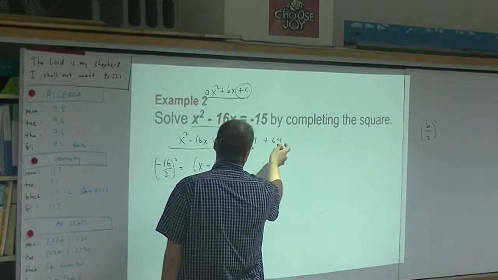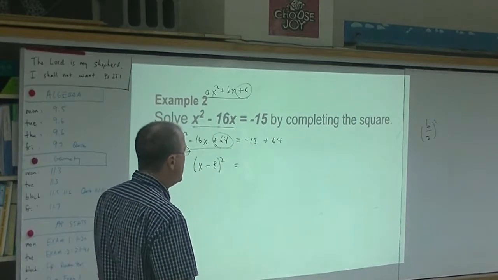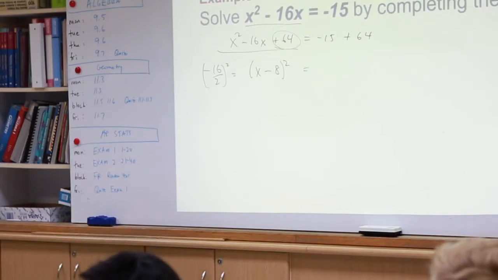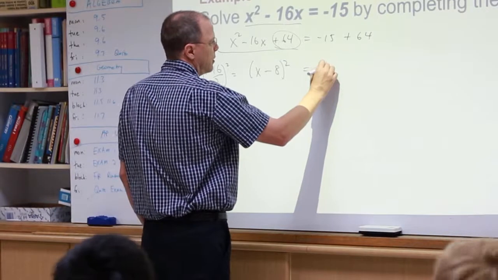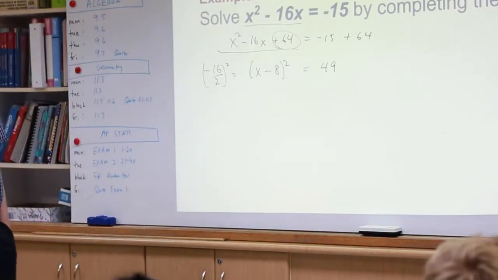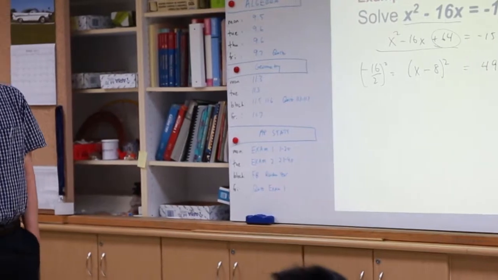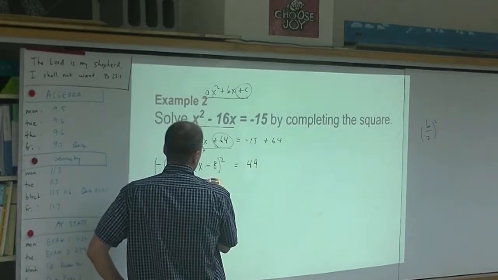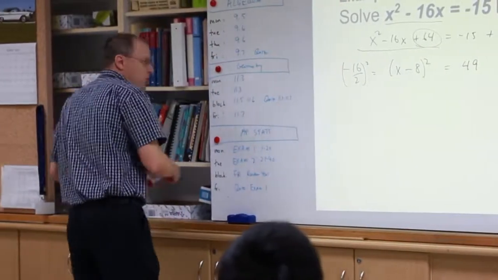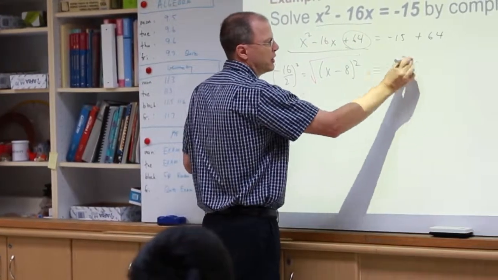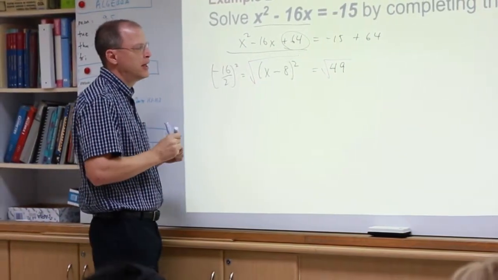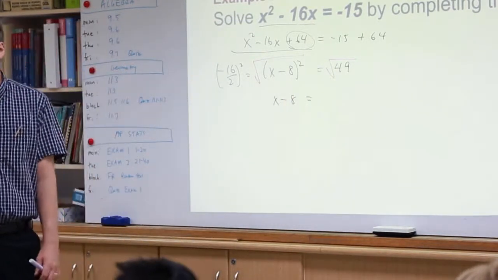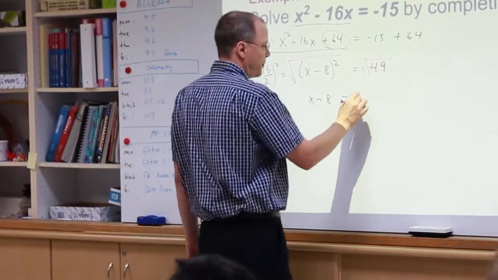This equals something. 64 minus 15 is how much? 49. Okay. Now we can use what we did before with our square roots. I can square root that. So if I square root this, I'll square root this, I get x minus 8, and I get 7, but I square rooted it, so it's really plus or minus 7.